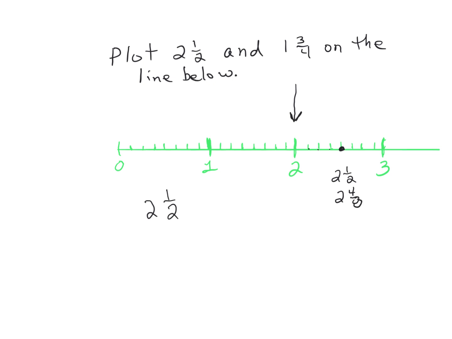If I wanted to plot 1 3/4, once again, I need to come beyond the 1 mark, and I want to plot it at 3/4. Once again, it's divided up into 8 equal parts. So I need to change that into 8 equal parts. 3/4 is exactly the same thing as 6/8. So I would need to come over 1, 2, 3, 4, 5, 6, and this would be the point right here, 1 3/4, which is exactly the same thing as 1 6/8.